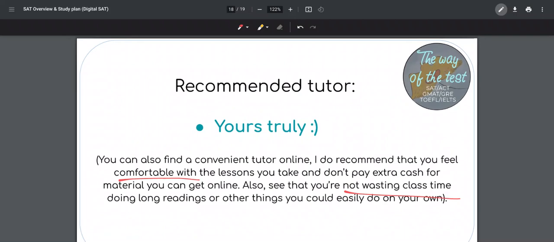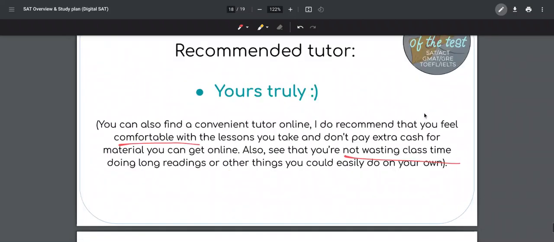Again, most of the work you want to do on your own. Most of the work is on you, and then you use your tutor as a kind of person who is just going to guide you and help you with the things that you could definitely not do on your own.